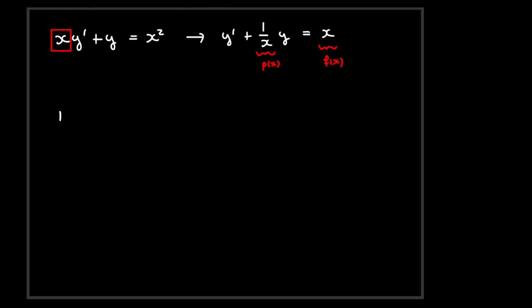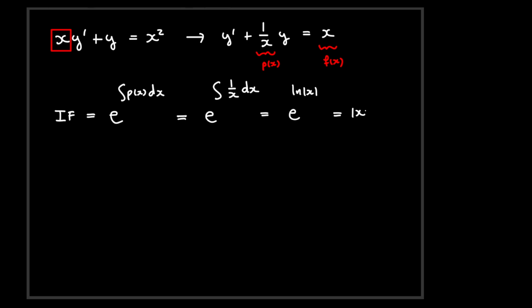So then our integrating factor is equal to e to the integral of p of x dx. We can solve this because we know exactly what p of x is, so we take this integral. And this is just equal to e to the natural log absolute value x. Of course, e to the natural log of absolute value x is just equal to absolute value x.